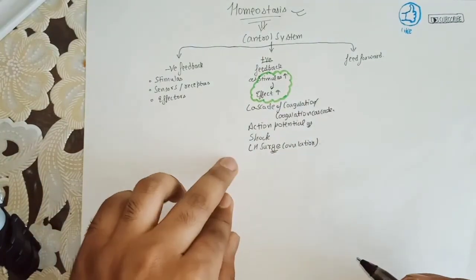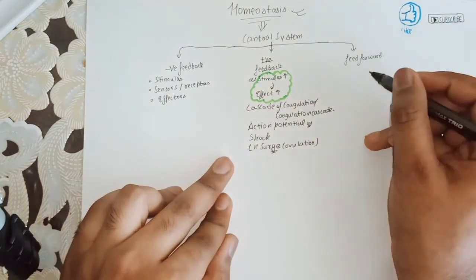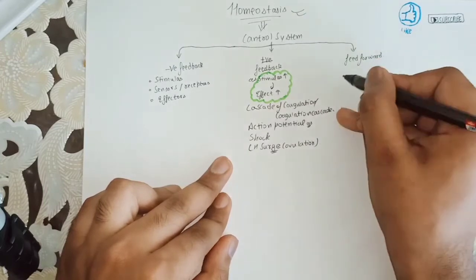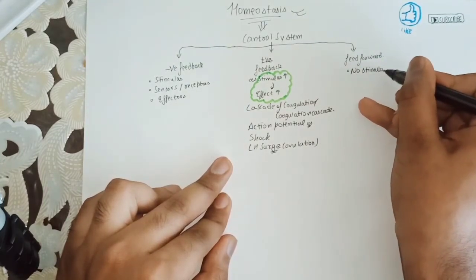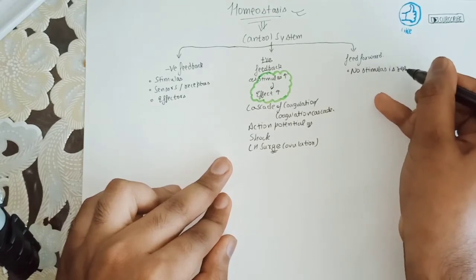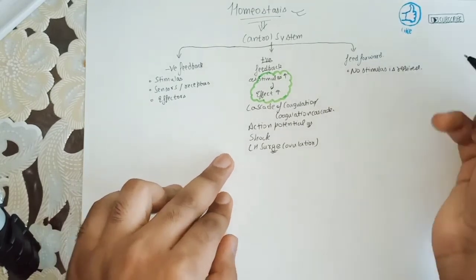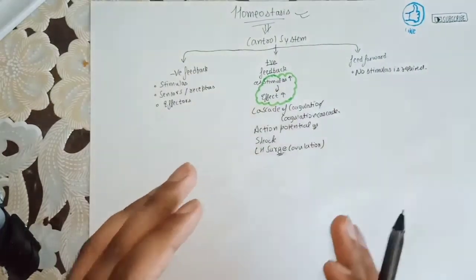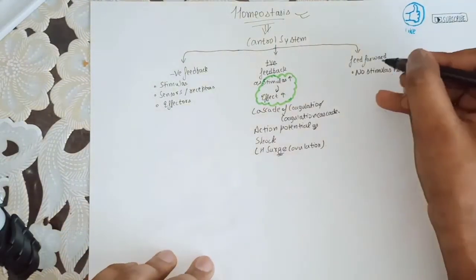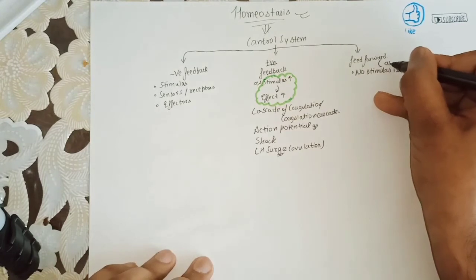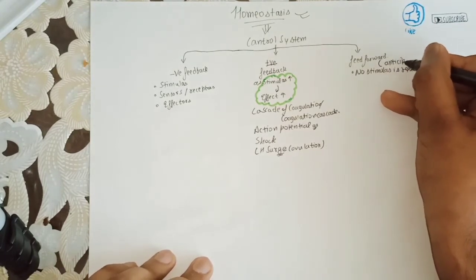Okay guys, so let's move towards feed forward. In feed forward, no stimulus is required, and basically this system anticipates a change and gives a corrective measure. So that's why it's also known as the anticipatory system.